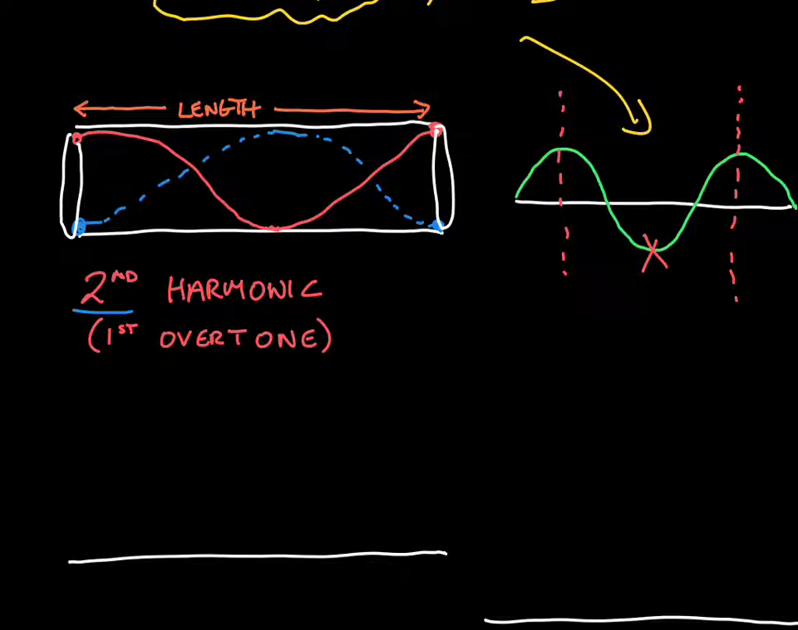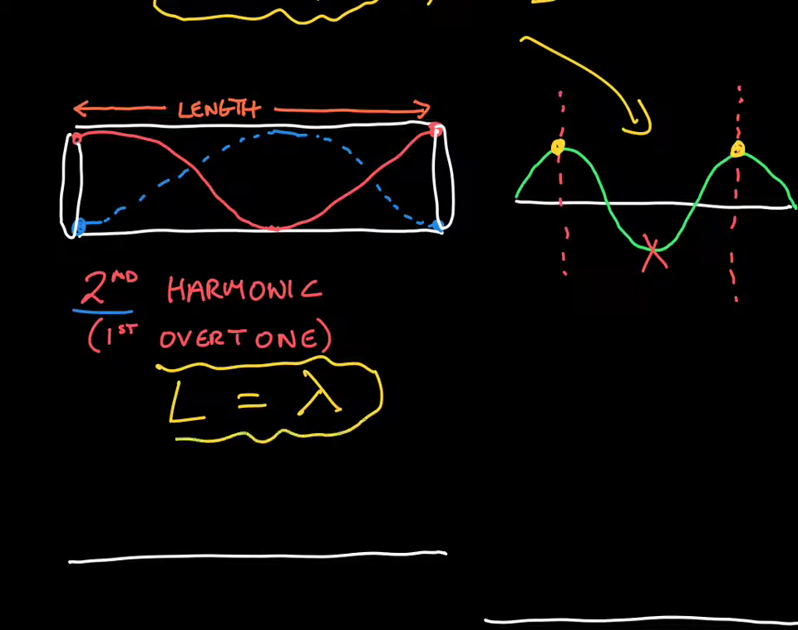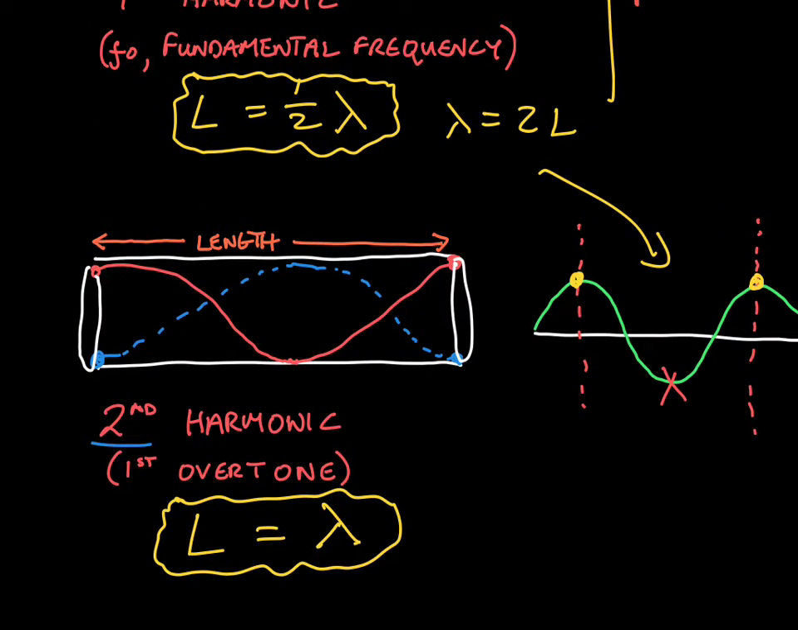Now we've got to have a look at the relationship between the length and the wavelength. So for this second harmonic, we see that the length is equal to, and now if we look at the green pattern between here and here, what we've actually got is a full wavelength. So for the second harmonic, when that's achieved, the wavelength is equal to the length of the tube. So a little bit different to the first one. The wavelength was equal to twice the length of the tube.